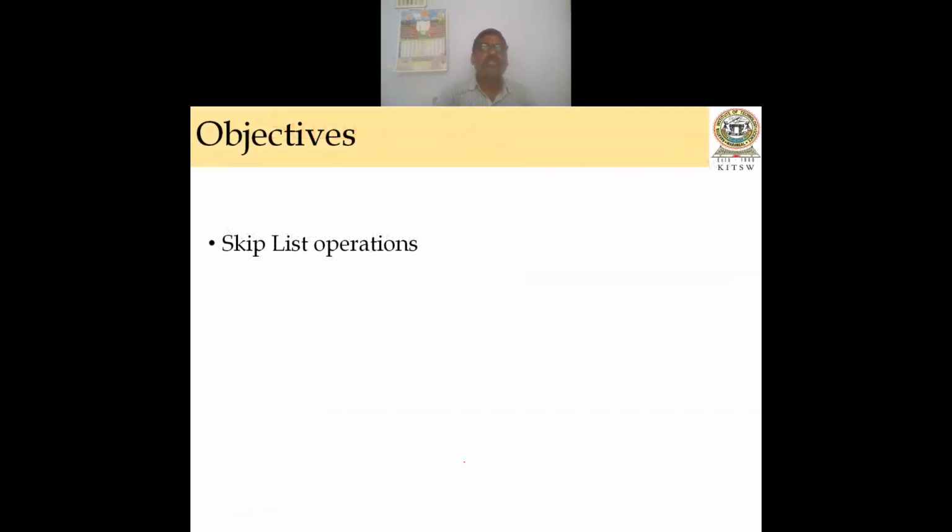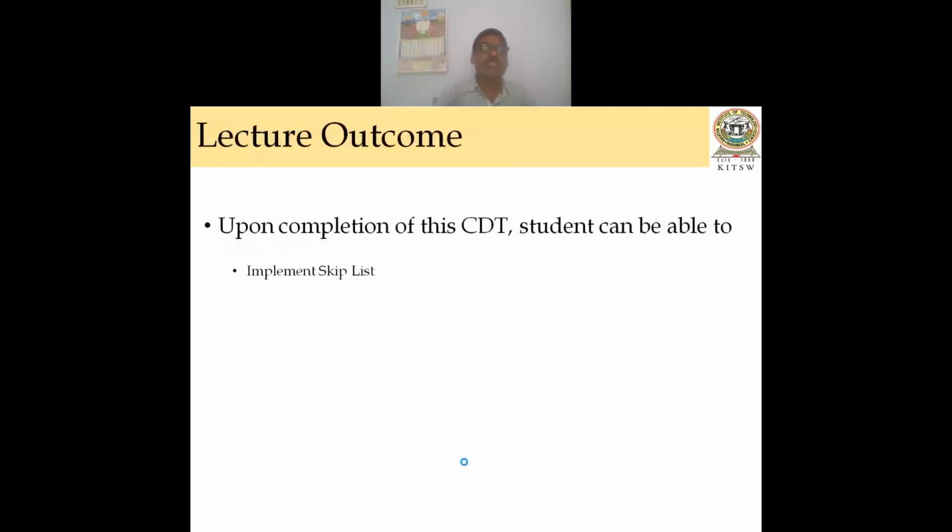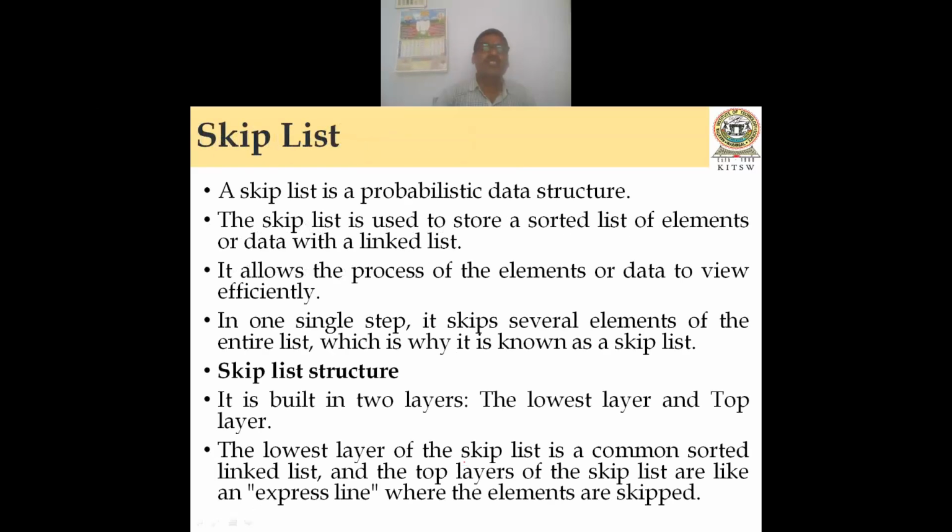Now the objective of today's session is that we are going to discuss what a skip list is and its operations. The outcome of today's session is that upon completion, students will be able to implement the skip list and its operations. So what is the skip list? A skip list is a probabilistic data structure.